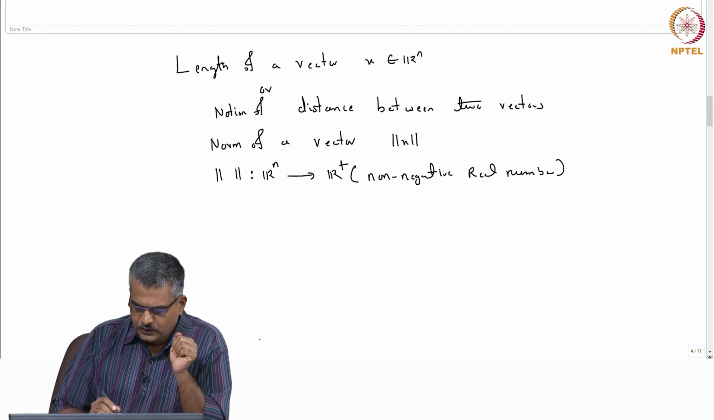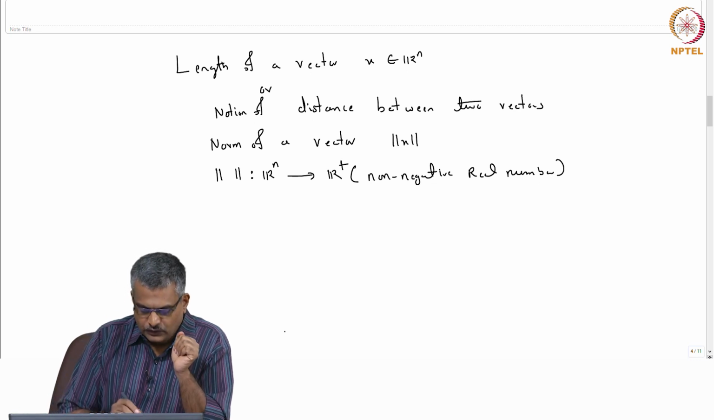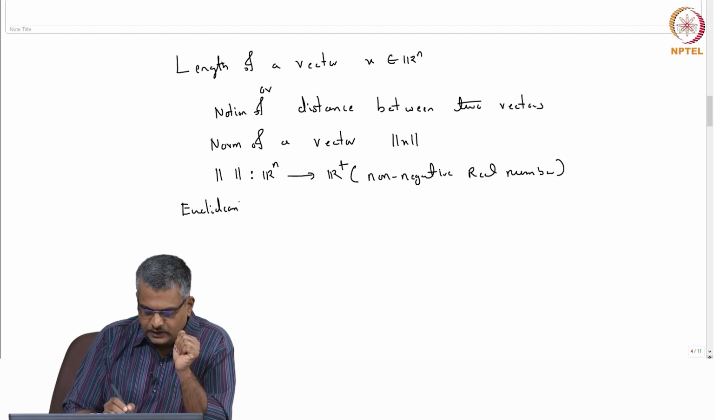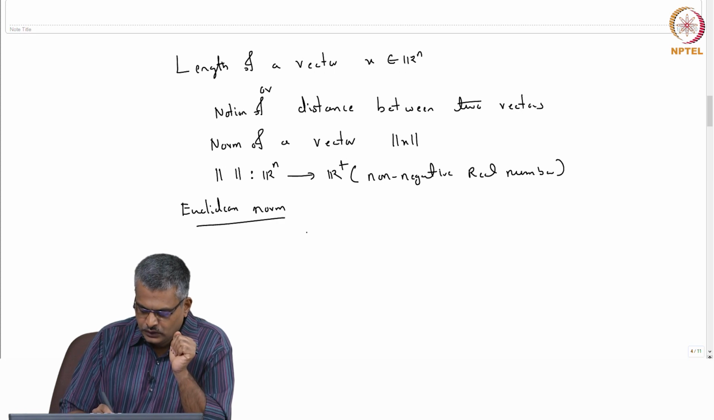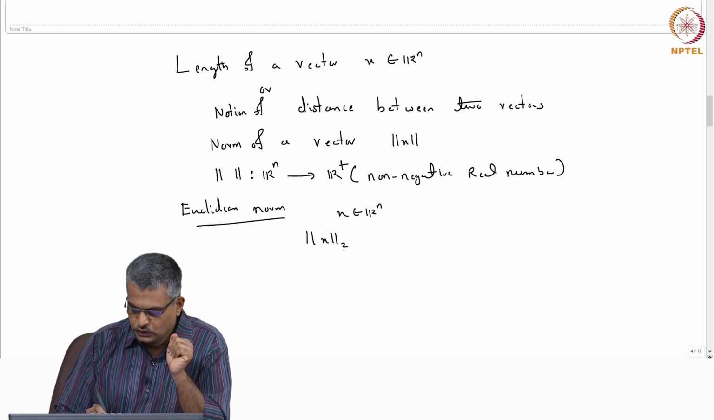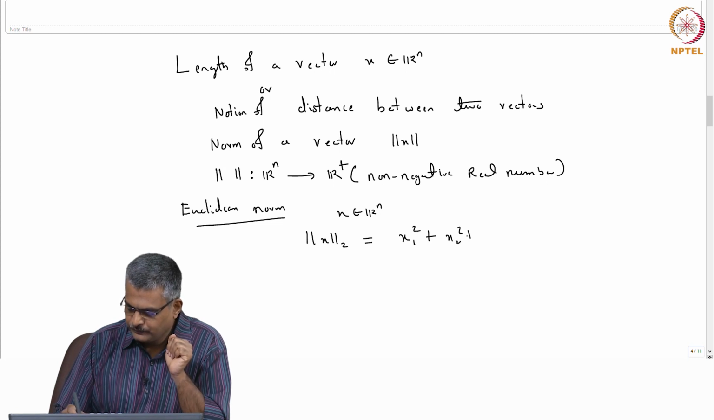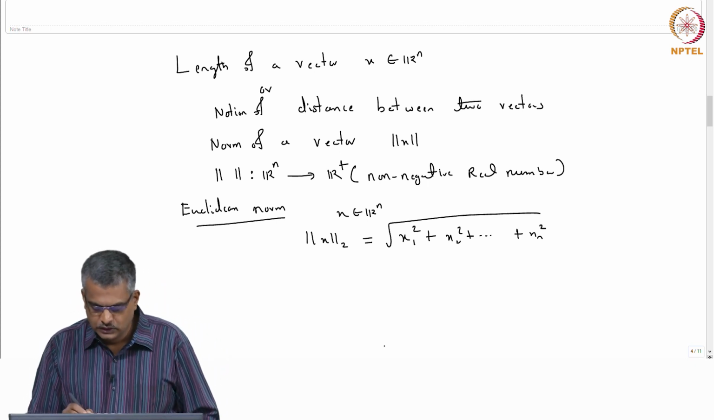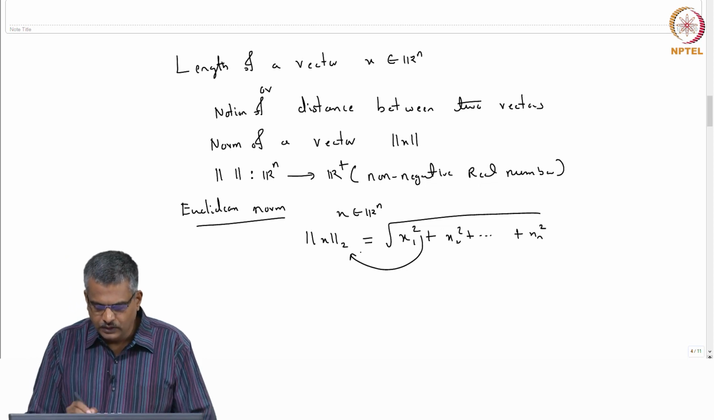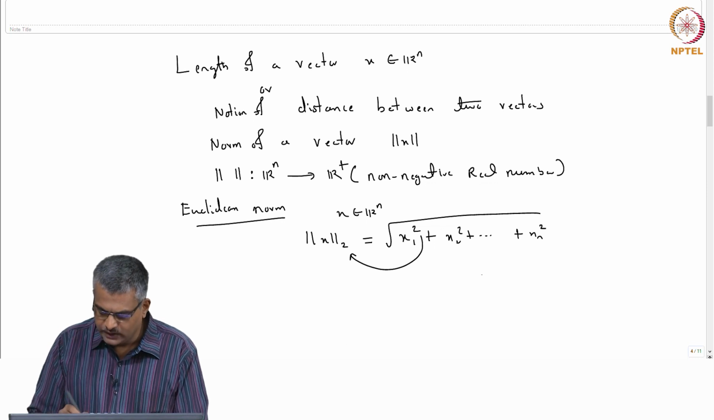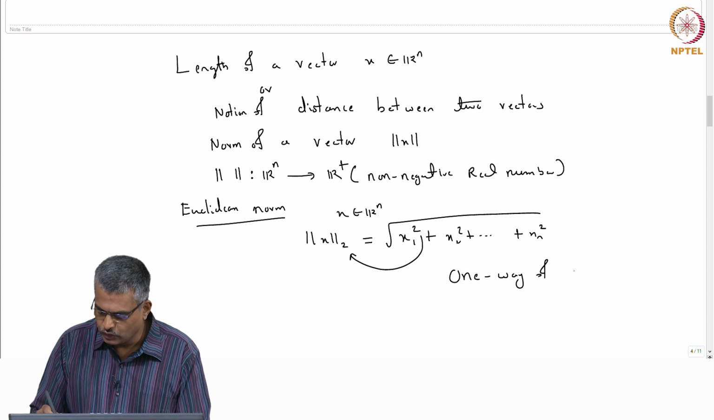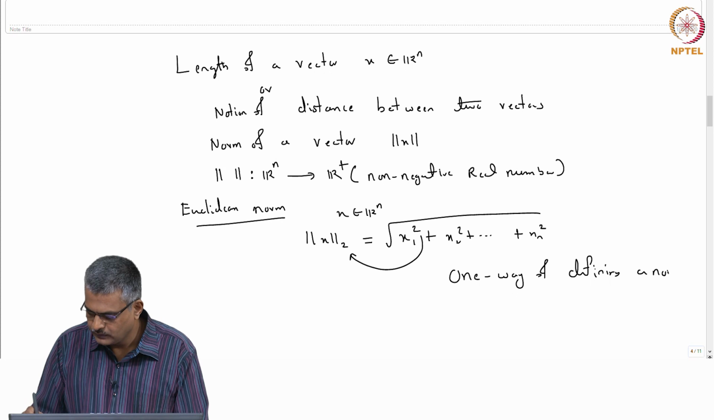Before I list out the properties of the norm of a vector, let me give an example of what is known as a Euclidean norm. This is one way of defining a norm. x is a vector in Rn. You put a subscript 2 to say that you are using a Euclidean norm. The 2 comes because of the square terms. You take each of the components, square them and add them up and then take the square root. So, this 2 comes from taking the square of the components. This is called the Euclidean norm.